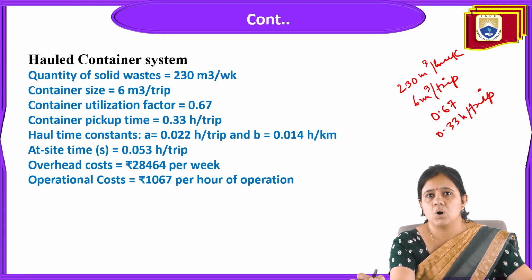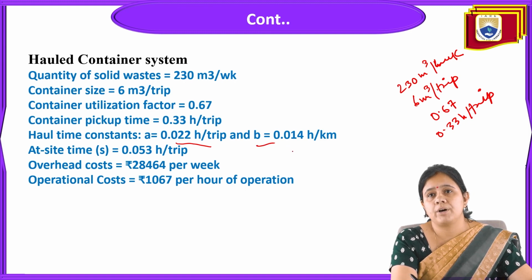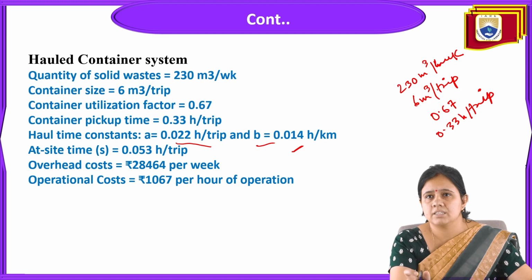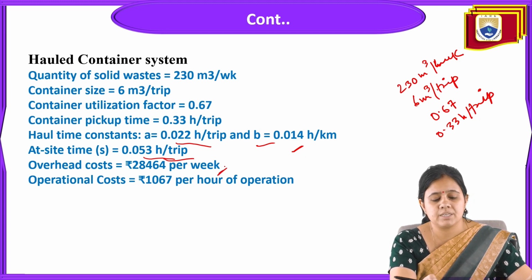The haul time constant A is equal to 0.22 hours per trip and B is equal to 0.014 hours per kilometer. So A is the hours per trip and B relates to the distance in kilometers. The at-site time is 0.53 hours per trip, the overhead cost is 28464 per week, and the operational cost will be 1000 rupees per hour of operation. So these are the given data for this haul container system.